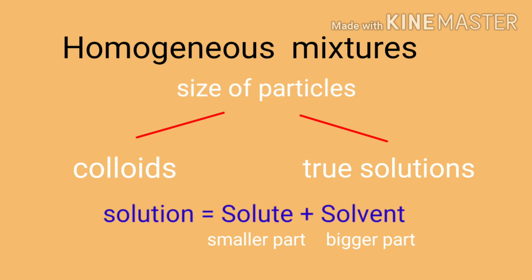Now we know that solutions are formed when two or more pure substances combine together, right? So we know that solution is a combination of solute and solvent. Solute is the smaller part and solvent is the bigger part of the solution. For example, if you look at the body fluids that are present in our body, even they come under solution. Apart from that, you have a lot of examples of solution.